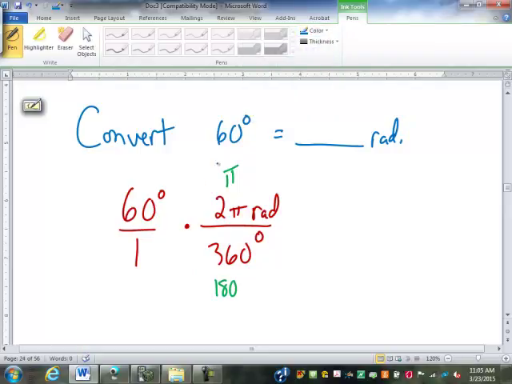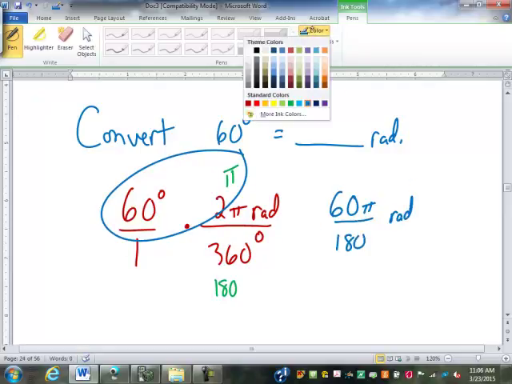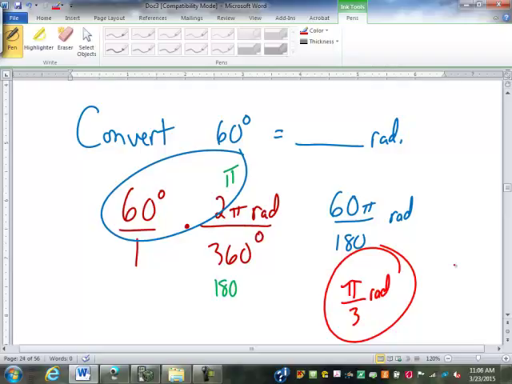So what we have here, if we multiply this out, 60 times pi is 60 pi. 1 times 180 is 180. This is radians now. Now, of course, 60 and 180 both can be divided by 60 to give us 1 pi over 3. They can be divided by 10, which gives you 6 pi over 18, then divide by 3. That works.